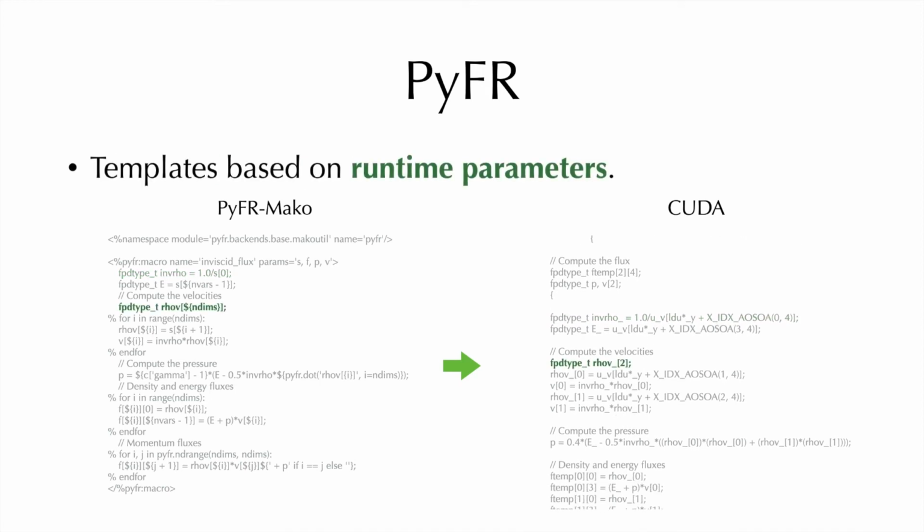Secondly, the templating can be done on runtime parameters. An example here is we're using this variable ndims, which is the number of dimensions in our mesh, so 2 or 3, depending if you're running a 2D or 3D simulation. And this enables us to very much write kernels once and have them work in a wide variety of scenarios. And you can see on the right that in this particular case, ndims has been substituted for 2.